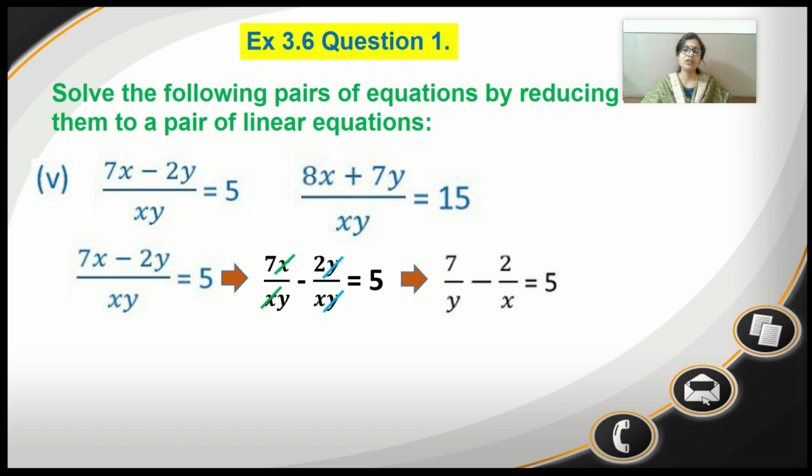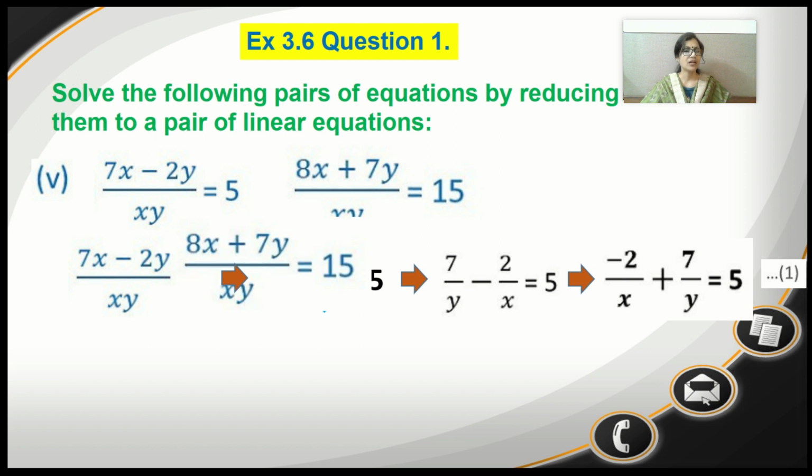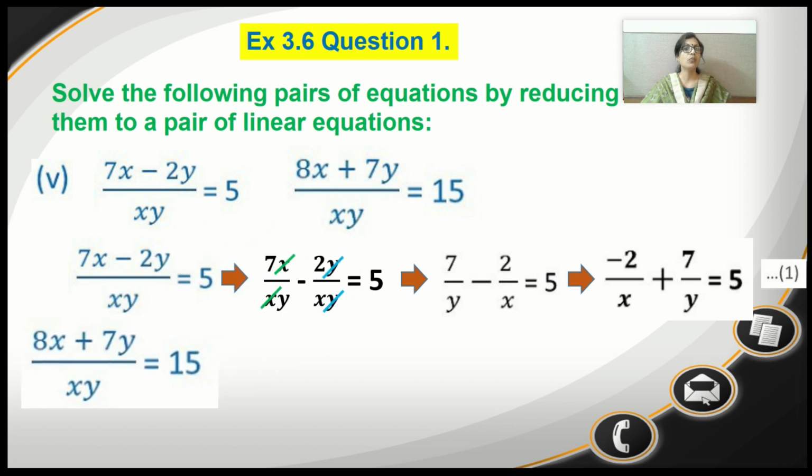But for an equation, we always write x first. So we will write it minus 2 upon x plus 7 upon y is equal to 5. And we will number this equation as 1. Now let's consider the second equation which is given to us. Now here also we'll do the same thing. We will separate the term keeping the denominator same. So we will write 8x upon xy plus 7y upon xy is equal to 15.